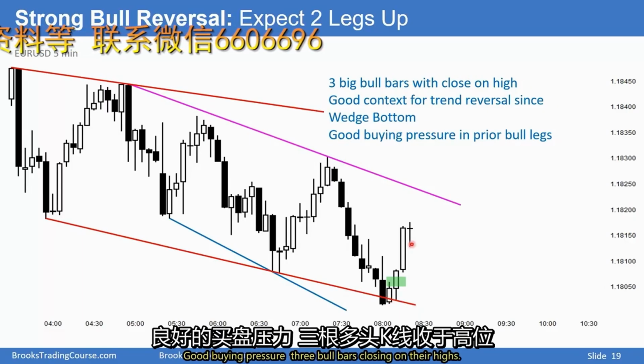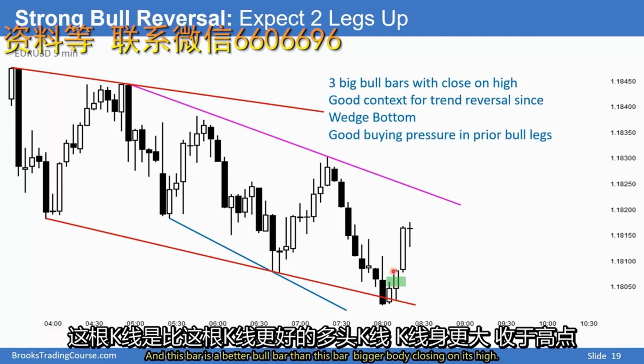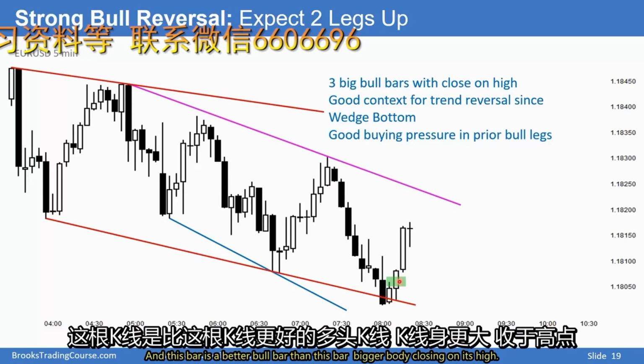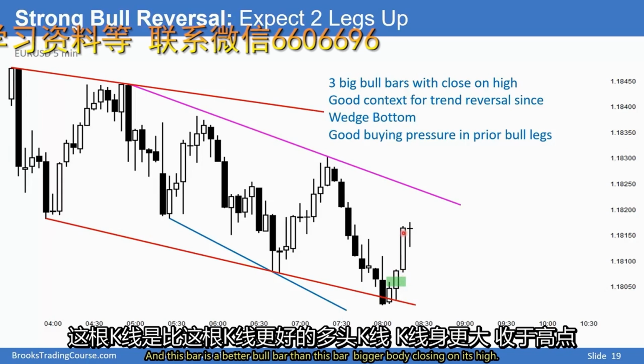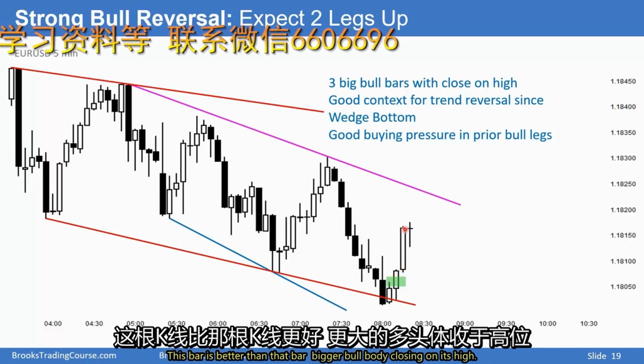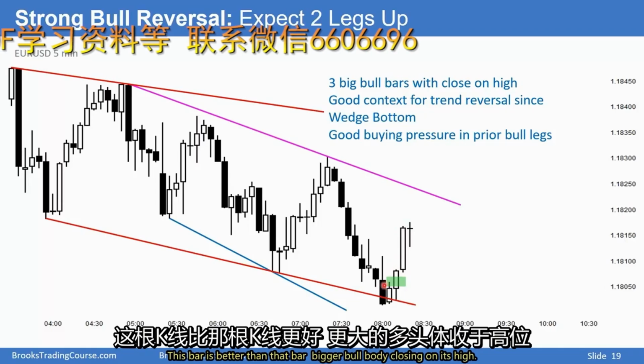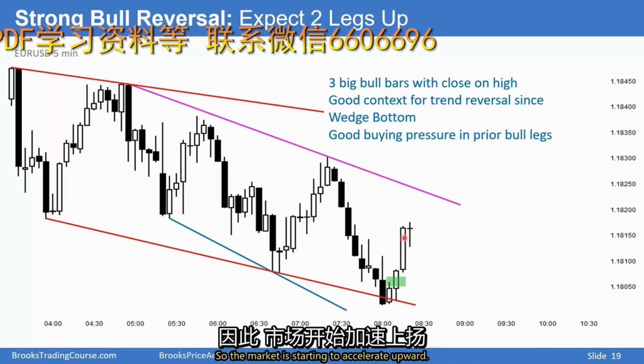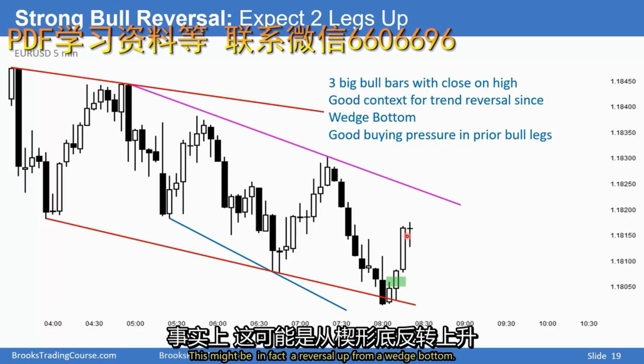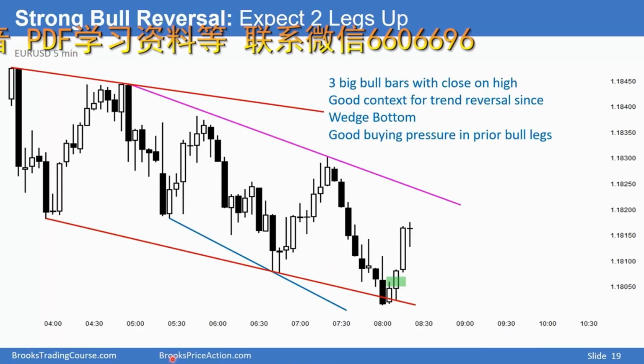Good buying pressure, 3 bull bars closing on their highs. And this bar is a better bull bar than this bar. Bigger body closing on its high. This bar is better than that bar. Bigger bull body closing on its high. So the market is starting to accelerate upward. This might be, in fact, a reversal up from a wedge bottom.